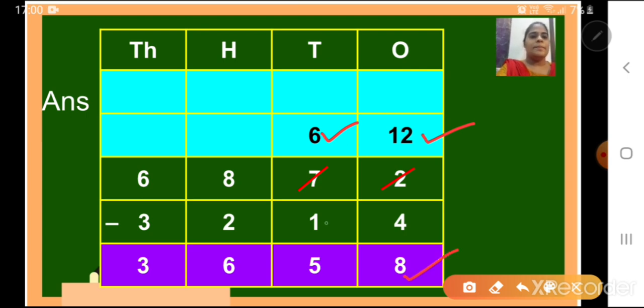Then 6 minus 1 is possible. No need of borrowing. So we will subtract. 6 minus 1 is 5. Okay. 8 minus 2. Is it possible? Yes, it is possible. 8 minus 2 is 6. And 6 minus 3 is 3. This is how we are going to subtract. Look at the numbers properly, then only we are going to borrow. My difference is 3,658.